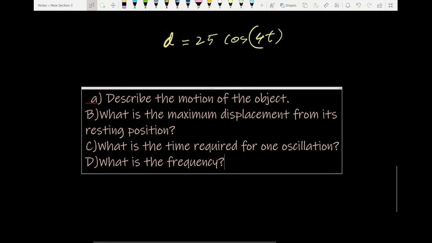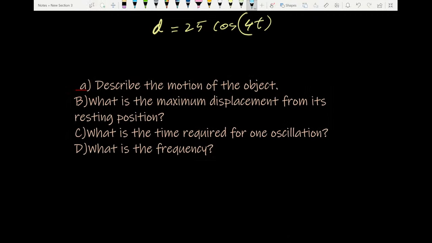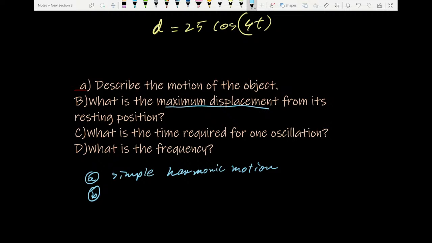Okay. So given that, the first problem is super easy. A is what? It's a simple harmonic motion. B. What is the maximum displacement? So the most it could go is 25. That's it. Absolute is 25 meters.